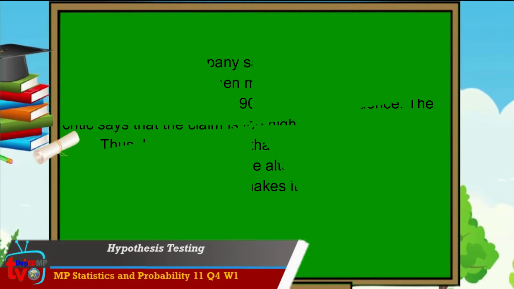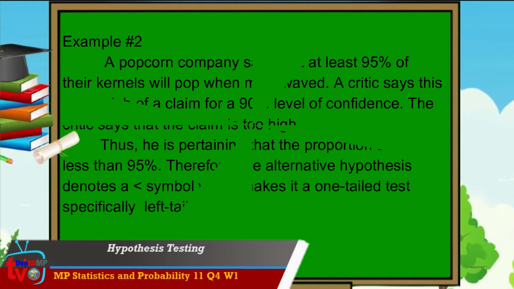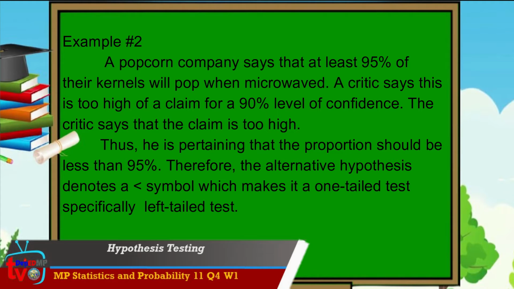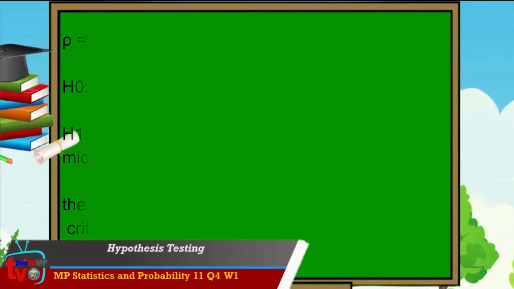Example number 2. A popcorn company says that at least 95% of their kernels will pop when microwaved. A critic says this is too high of a claim for a 90% level of confidence. The critic says that the claim is too high. Thus, he is pertaining that the proportion should be less than 95%. Therefore, the alternative hypothesis denotes a less than symbol, which makes it a one-tailed test, specifically left-tailed test.